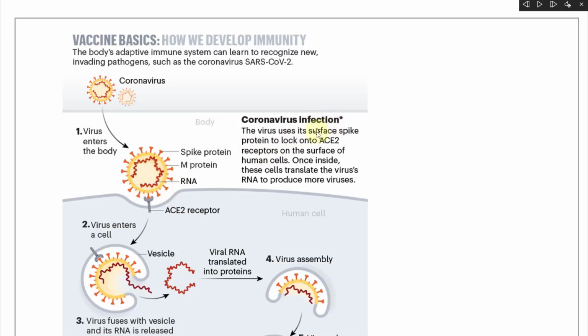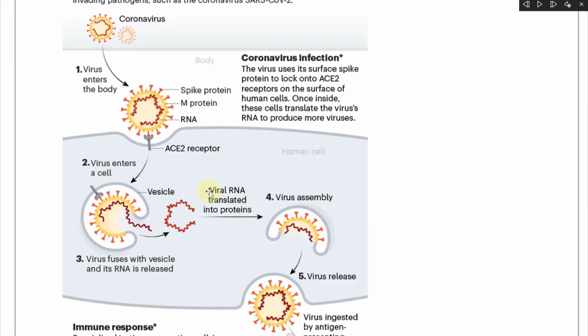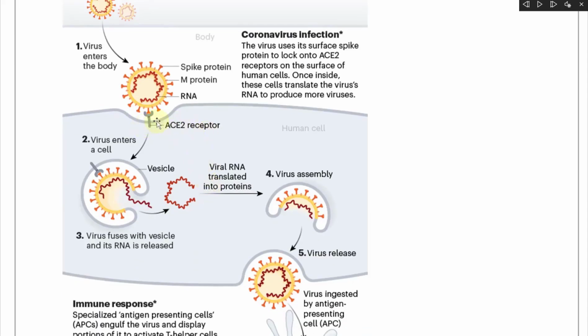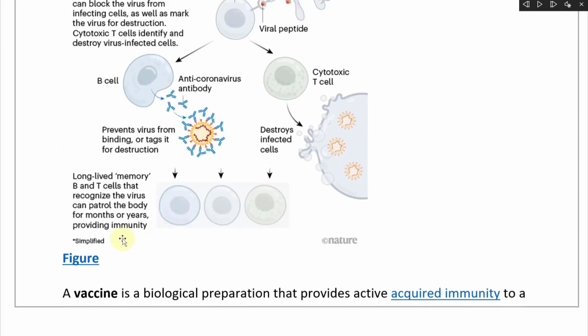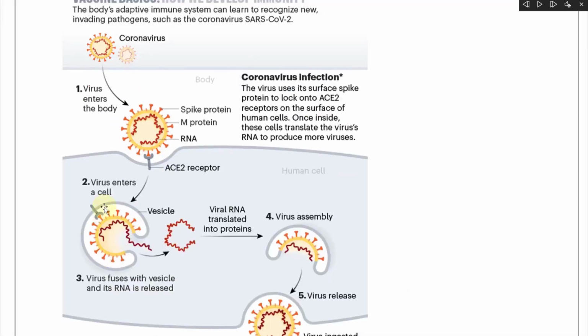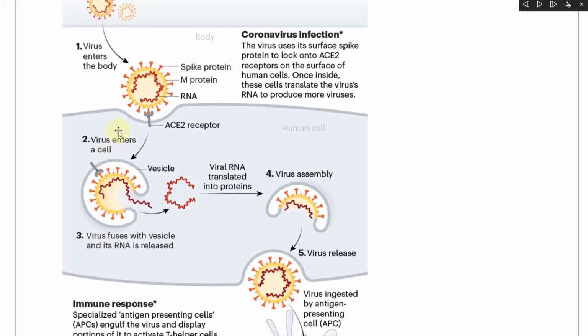Coronavirus infection: the virus uses its surface spike protein to lock onto ACE2 receptors on the surface of human cells. Once inside these cells, they translate the virus's RNA to produce more virus. So the human cell has these receptors here. This is called ACE2, and the spike connects to it. And just a star here is a note. The star means simplified. Anyways, the virus goes into the cell through this ACE2 receptor.